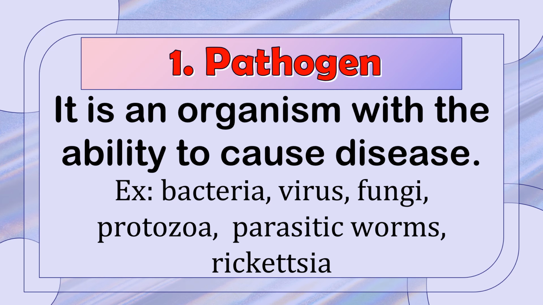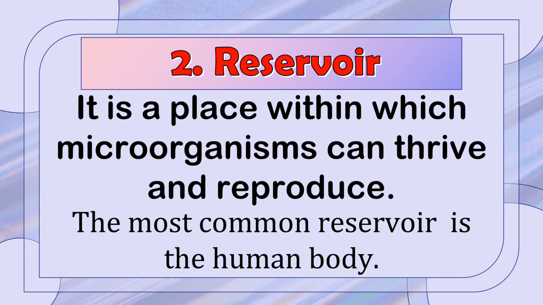So what are pathogens? This is an organism with the ability to cause disease. For example, bacteria, virus, fungi, protozoa, parasitic worms, rickettsia, and many others. After identifying the pathogen, it will now go to what we call the reservoir. It is a place within which microorganisms can thrive and reproduce. The most common reservoir is the human body.